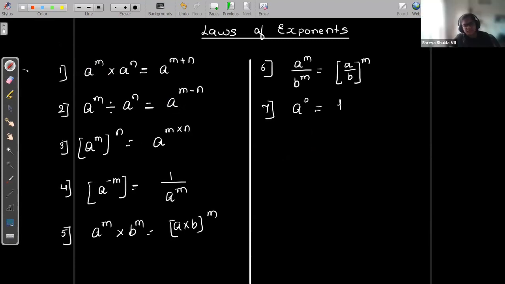Ma'am, there was one of the laws where it was a raised to m divided by a raised to n, and if m is greater than n, it will be all minus. That is complicated. Don't worry, these are basics.